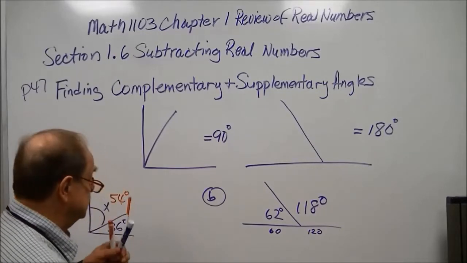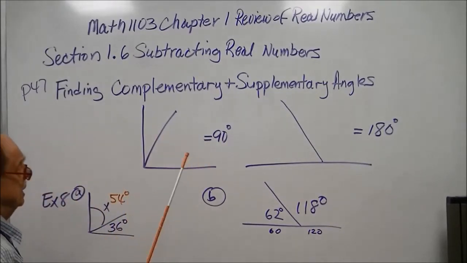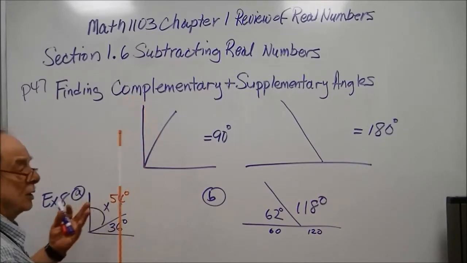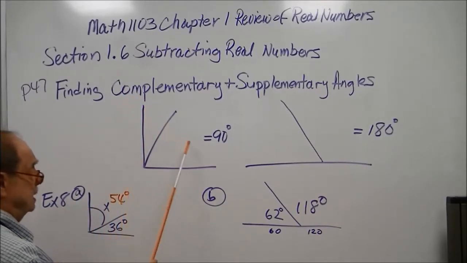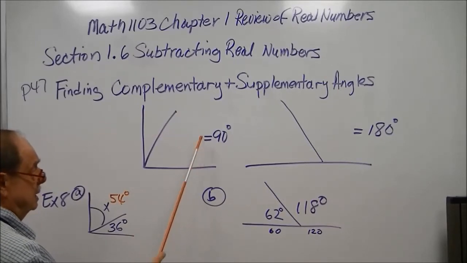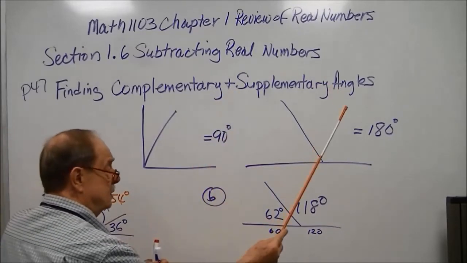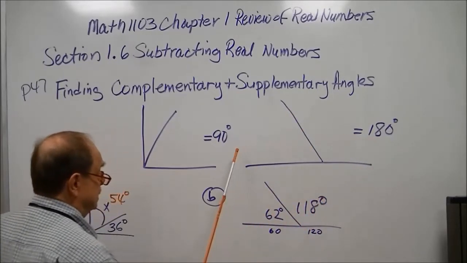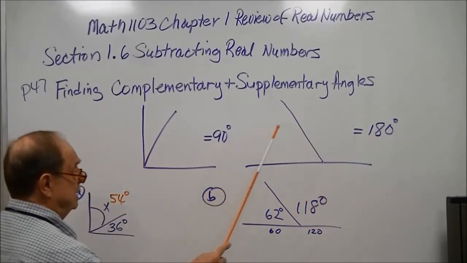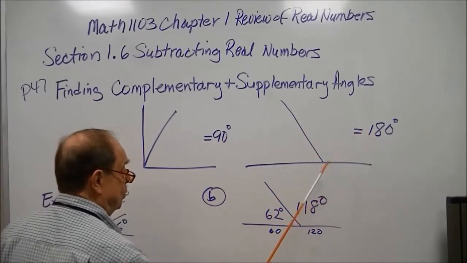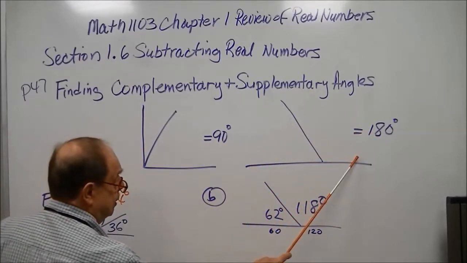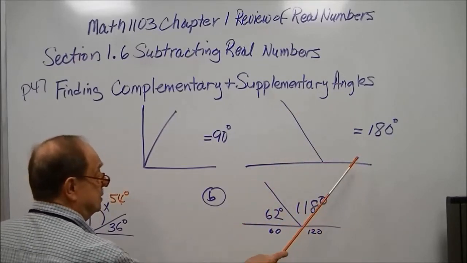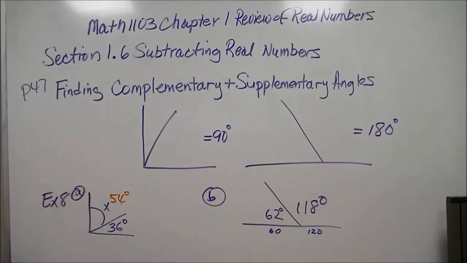So just for definitions, a way to remember these is complement comes early in the alphabet with the letter C. That's the smaller one. Supplement comes further in the alphabet with the letter S. That's the larger one. So complementary angles are 90, supplementary 180. By the way, this is called a straight angle. And it would be like half of a circle is 180.